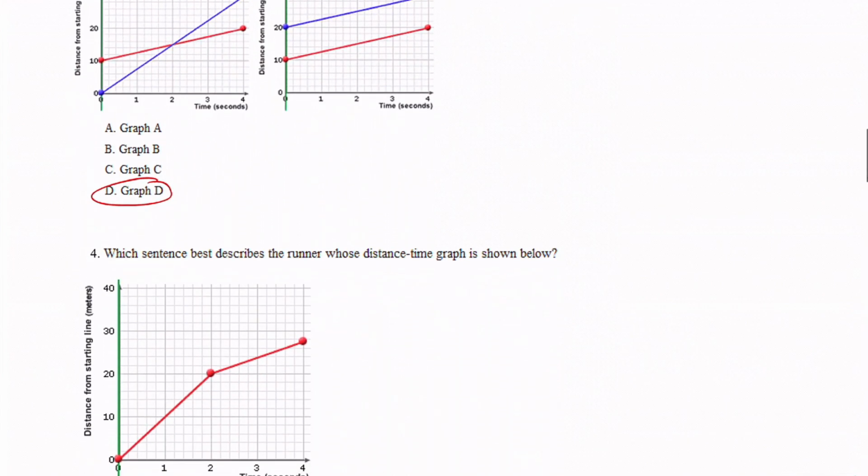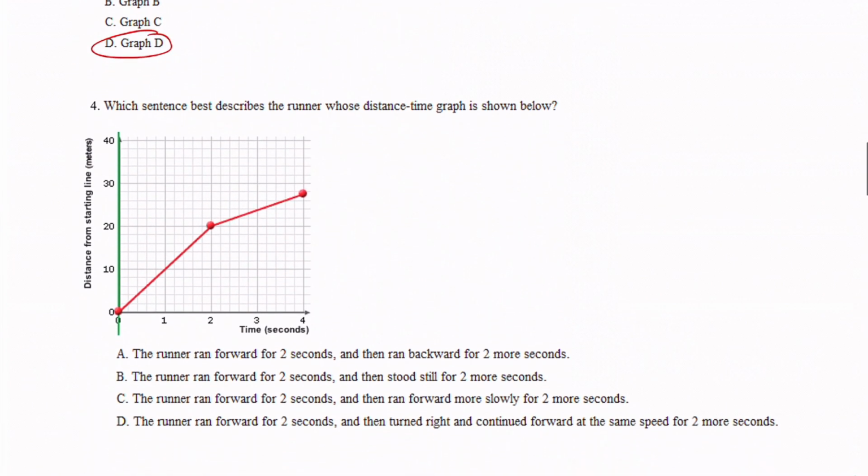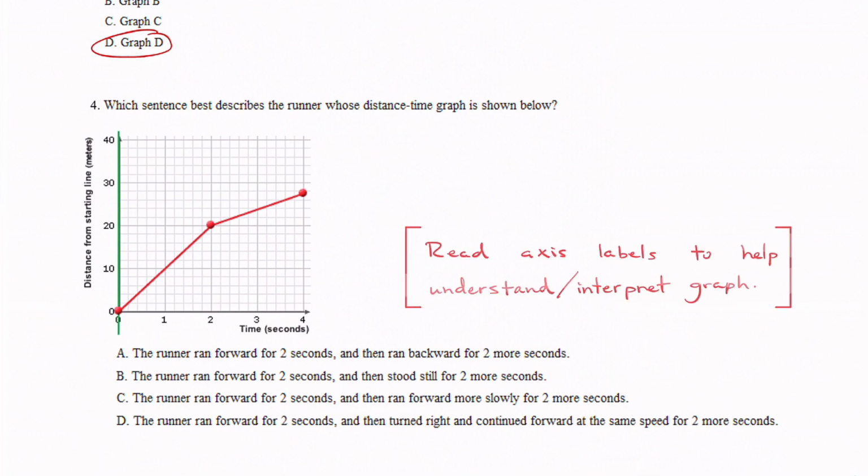Lastly, we got number 4 here. So it says, which sentence best describes the runner whose distance time graph is shown below? So we're going to read through these options here and pick the one that best describes the runner. Now what you want to do with a question like this is you want to look at what they have on the axes to help determine what this graph is saying. So we are going to read the axes labels to help understand or interpret the graph.